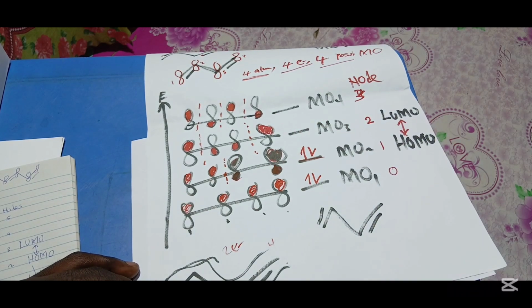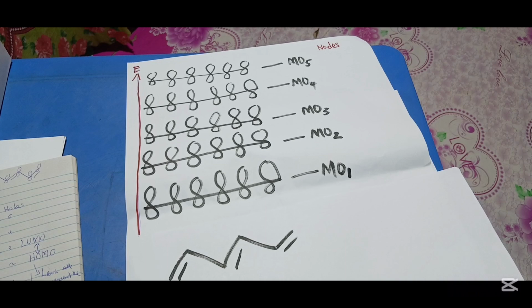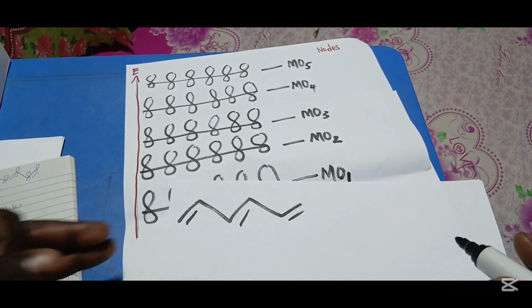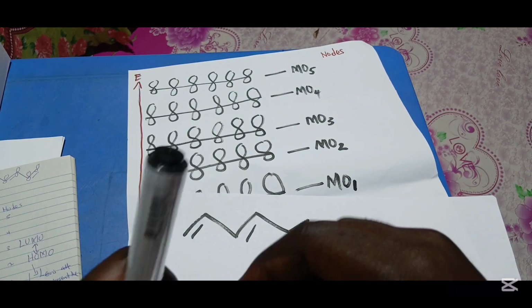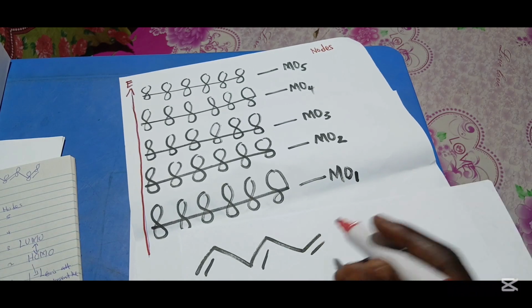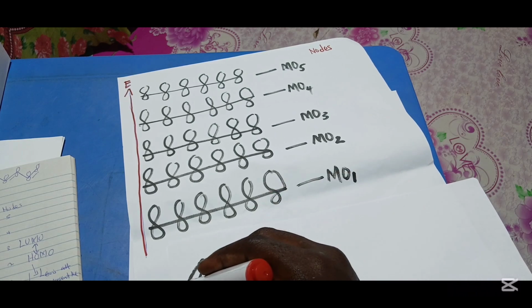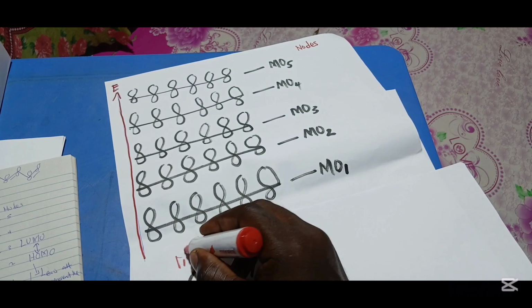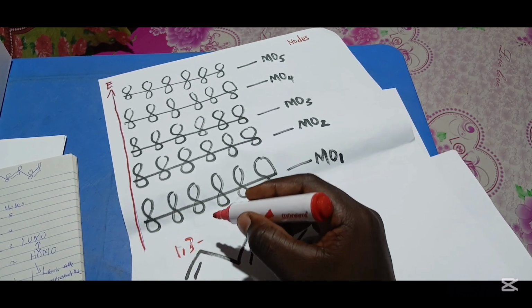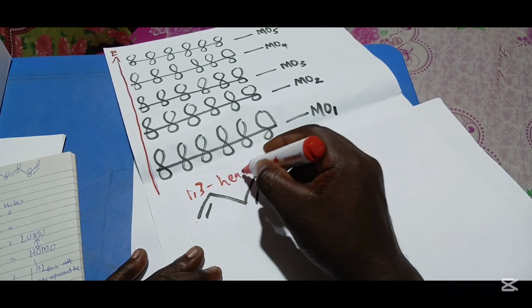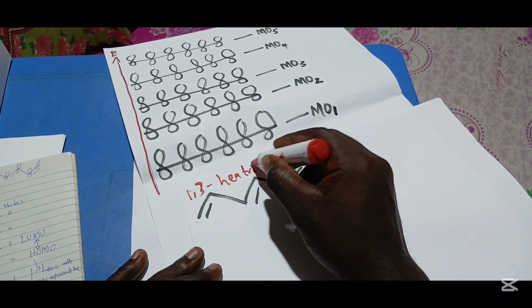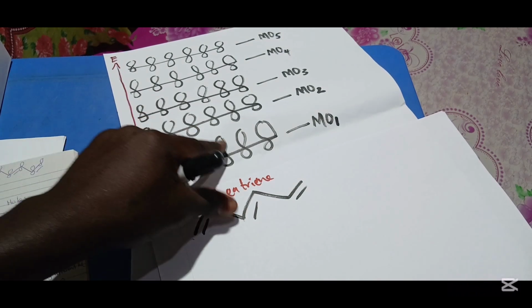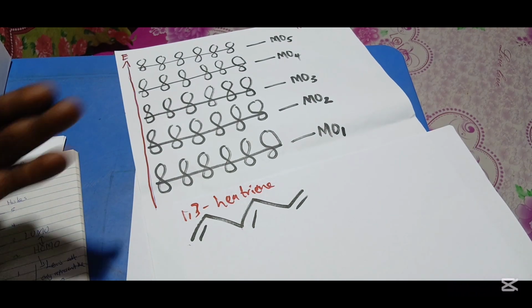So let's look at another practical example. I already have the molecular orbital diagram drawn. This is the molecule that we are going to deal with. Let's name it 1, 2, 3, 4, 5, 6. So we are going to get 1,3,5-hexatriene, right? Triene, because we have three double bonds. So looking at this molecular orbital diagram, let me show you how I got this.